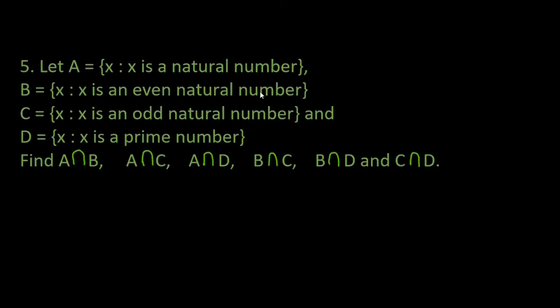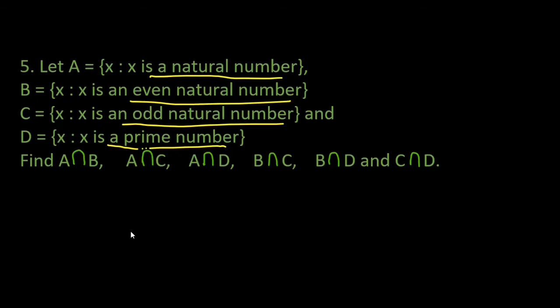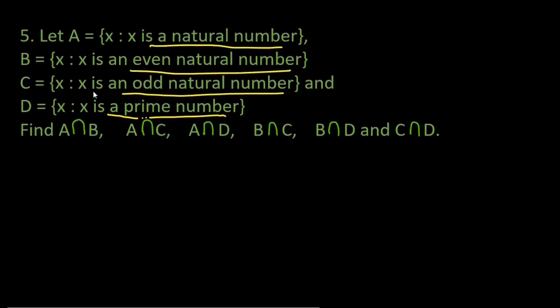The fifth one. Let A be the set of natural numbers, B the set of even natural numbers, C the set of odd natural numbers, D the set of prime numbers. Now we are asked to find some intersections. A intersection B. A is a set of natural numbers. B is a set of even natural numbers.